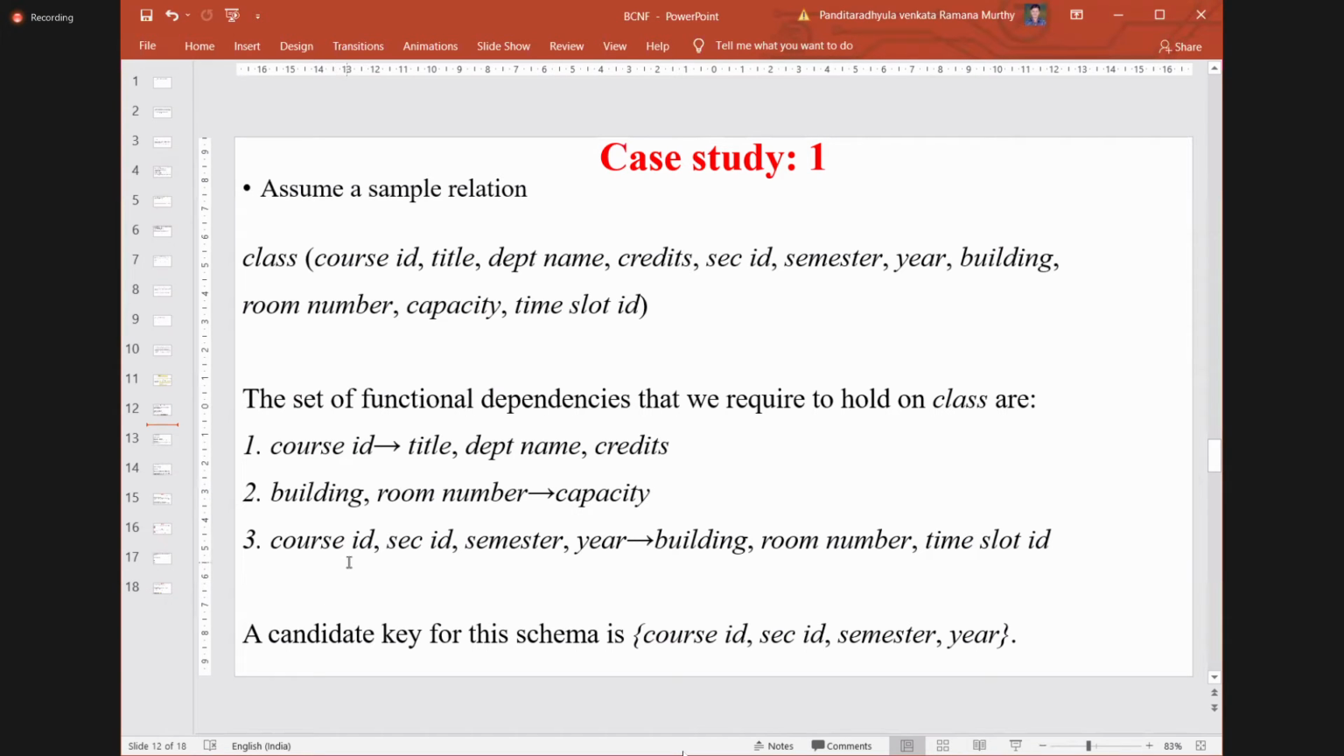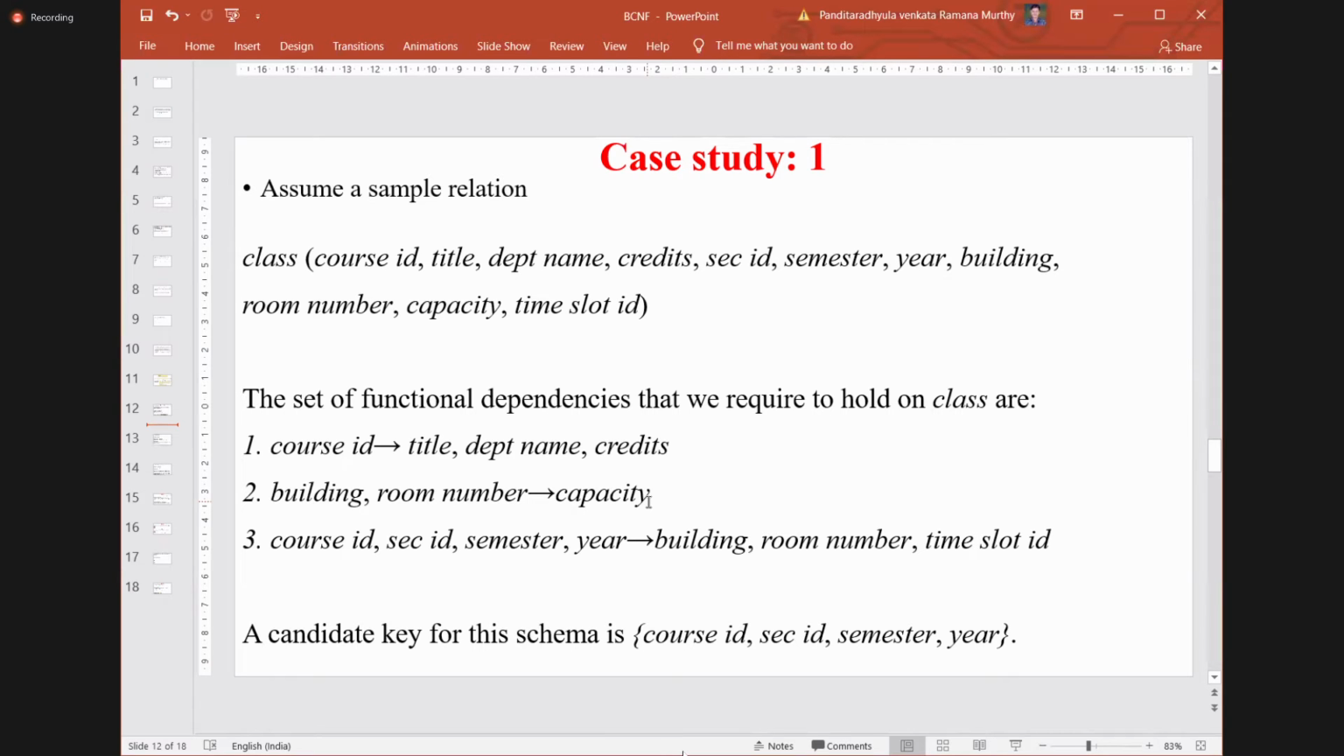If you know the course ID, section ID, semester, and year, you can specify in which building that class is there, what the room number is, and what the time slot is. But capacity is not depending on the course ID, section ID, semester, and year. If you give those, you can't give the capacity.